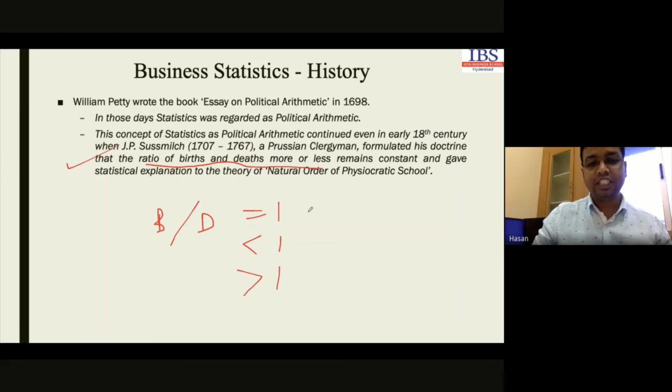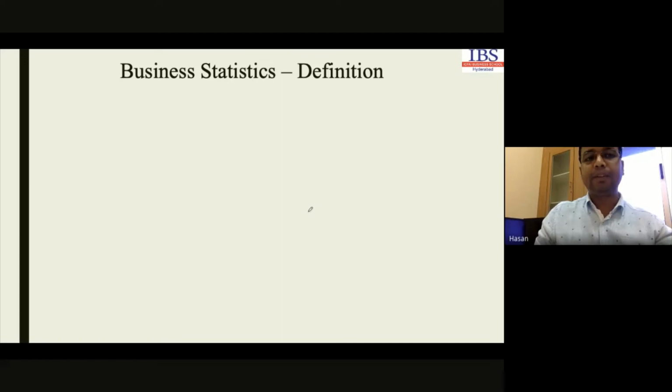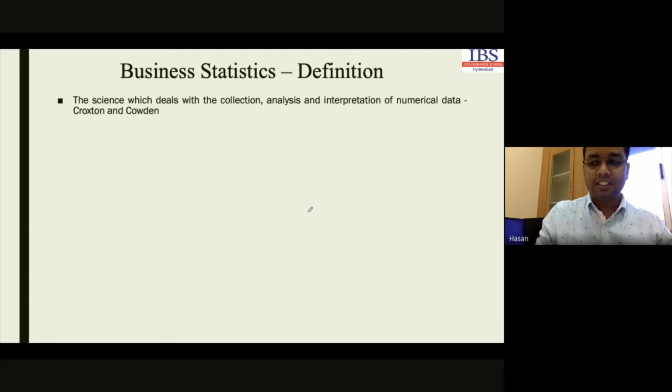Now we are moving to the definition part. What is the definition? Because at different points of time, people used statistics and defined it from their own point of view. So multiple people have defined statistics in multiple ways. The very first one is Croxton and Cowden, who define statistics as the science of collection, analysis and interpretation of numerical data. Very simple.